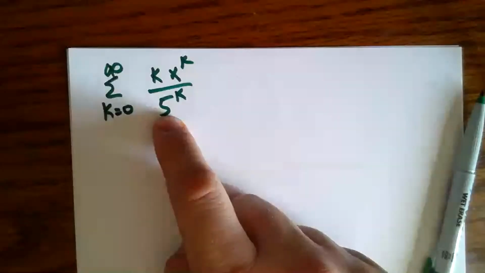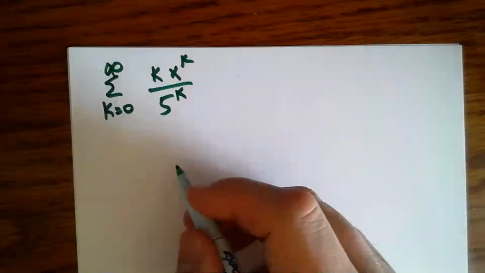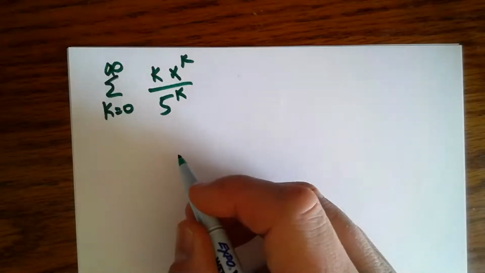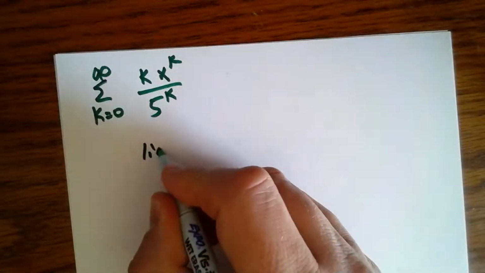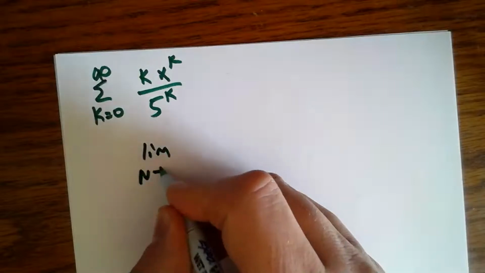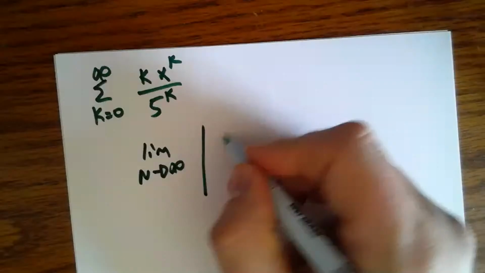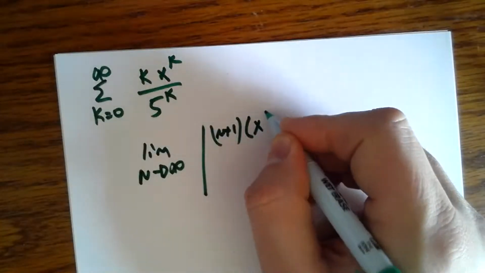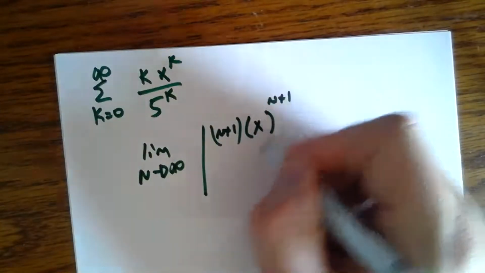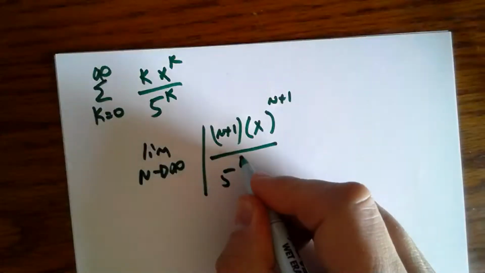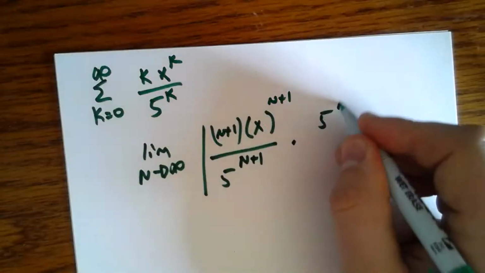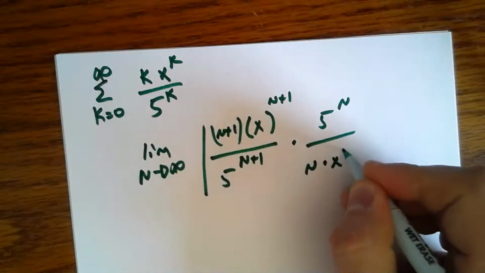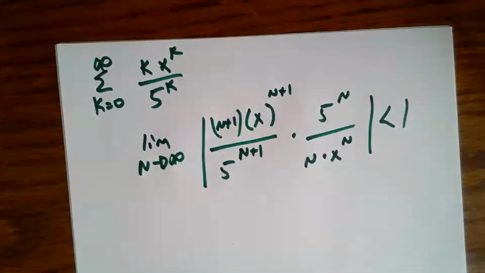Because I'm just making sure, is this the problem we were working on? And then I think we got it down to the limit as n went to infinity of (n plus 1) times x to the n plus 1 over 5 to the n plus 1, multiplied by the reciprocal, 5 to the n over x to the n, and that was less than 1. All right, good.